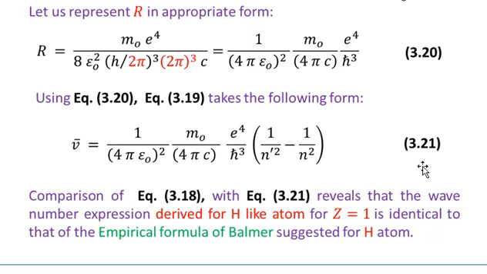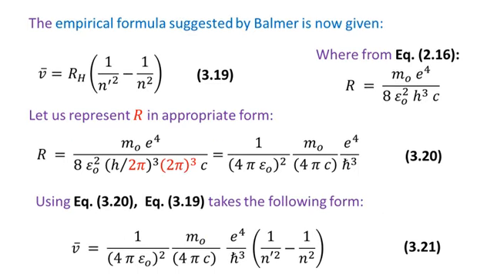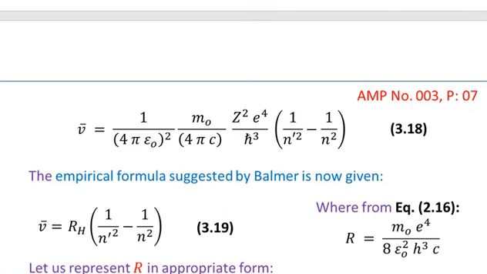So you see that the previous expression was written for the hydrogen-like atom, as given in equation number 3.18, because it contains the value of Z, whereas the formula given in equation number 3.21 is for the hydrogen atom. And you see that the two formulas will agree when you put Z equal to 1 in equation number 3.18. The formula given in 3.21 is the empirical formula Bohr suggested for the hydrogen atom, and the formula in 3.18 is for hydrogen-like atoms. So this is the wave number that you can compute for hydrogen-like atoms.